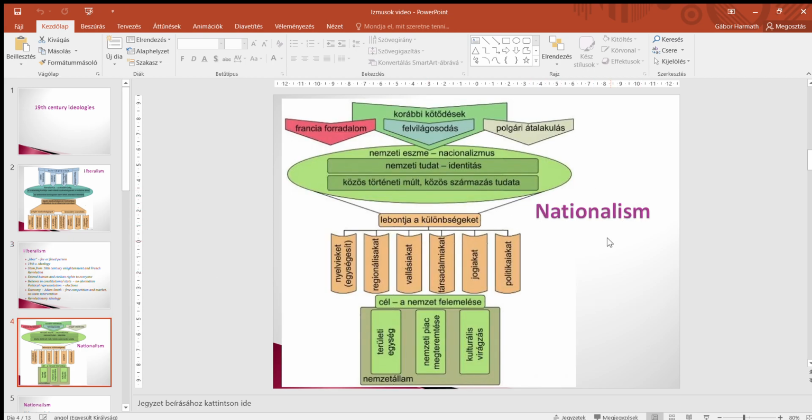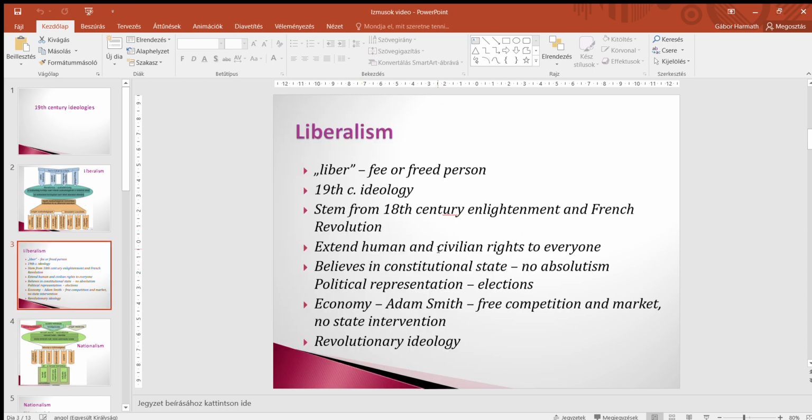The other one, nationalism, is also connected to the French Revolution and the Enlightenment, but they are thinking in a nation state. Nation. This is what you have to remember. The nationalists wanted reforms for their people. Those who have the same identity, those who speak the same language, they have the same history, they are called a nation. And of course, they wanted all the same things, like unity of the nation, but within the unity, they wanted to extend human and civilian rights to everyone. They believe in a constitutional state, so the same ideas, but only for our people, and our people must be united. This is nationalism.